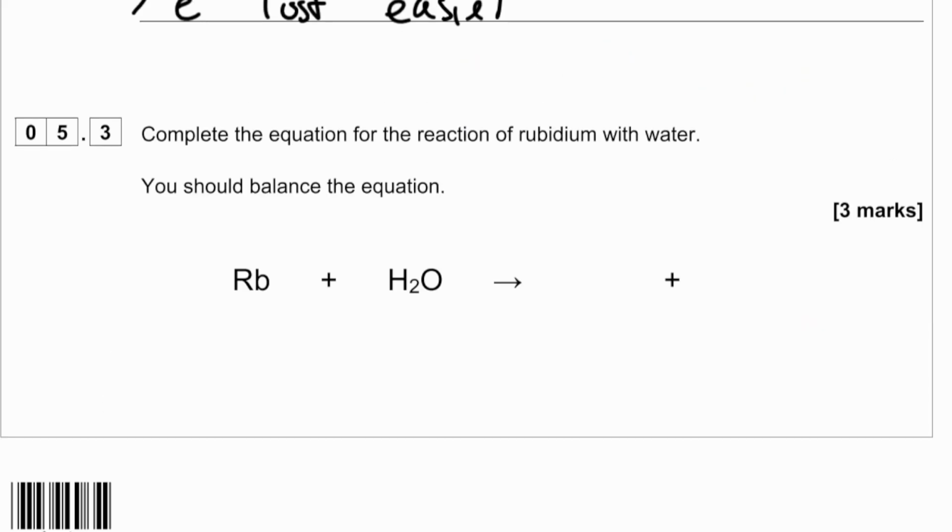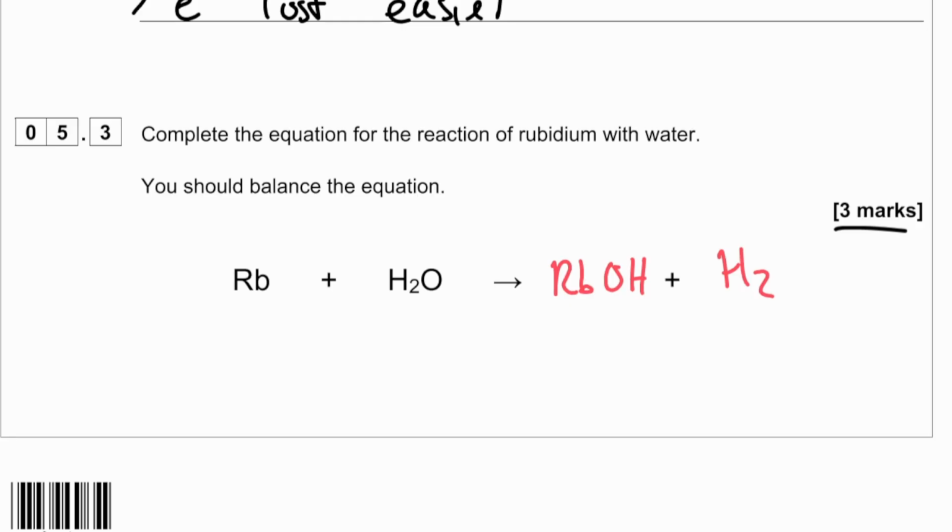5.3, complete the equation for the reaction of rubidium with water. You should balance the equation as well. Okay, great. So we should know the reaction with group 1 metals and water. This is a general reaction you're expected to know. So first thing, we know that hydrogen gas is going to be released. We'll put that there. And we also know that basically you're going to form a metal hydroxide when you react it with water. So you get rubidium hydroxide. And the formula for rubidium hydroxide is just RbOH, like that. Great. Now this is correct, but it's not balanced. So it's a 3 marker. So you do get marks for balancing it.